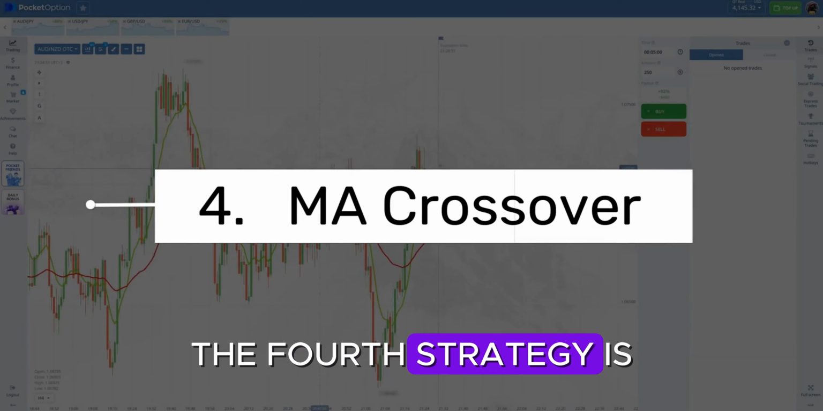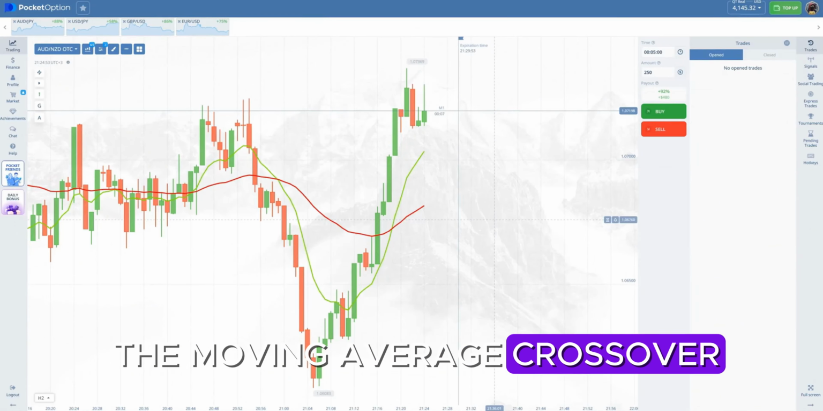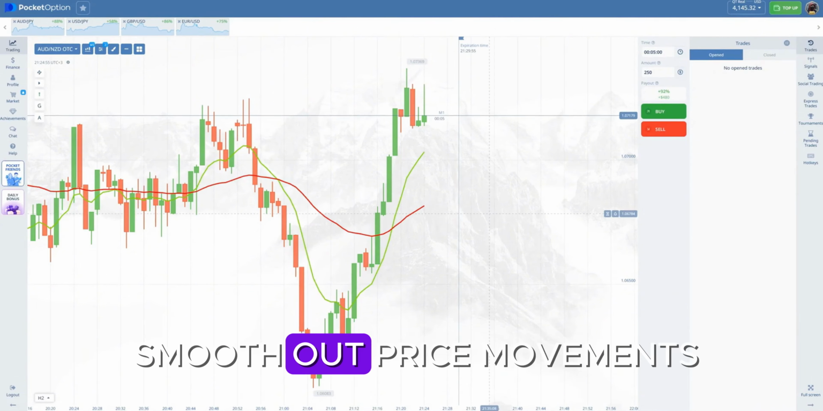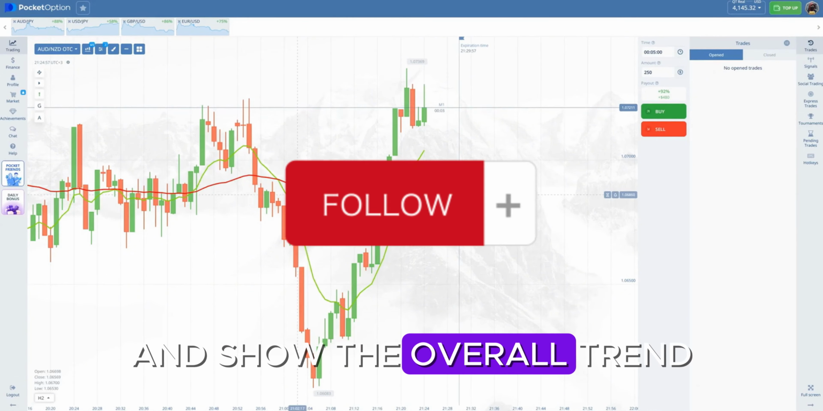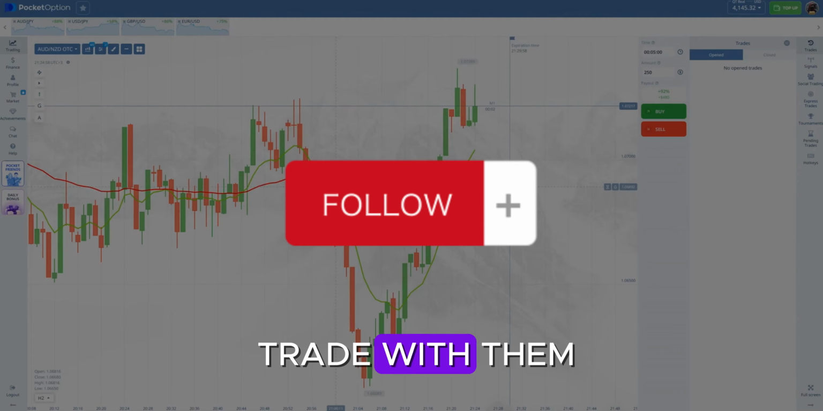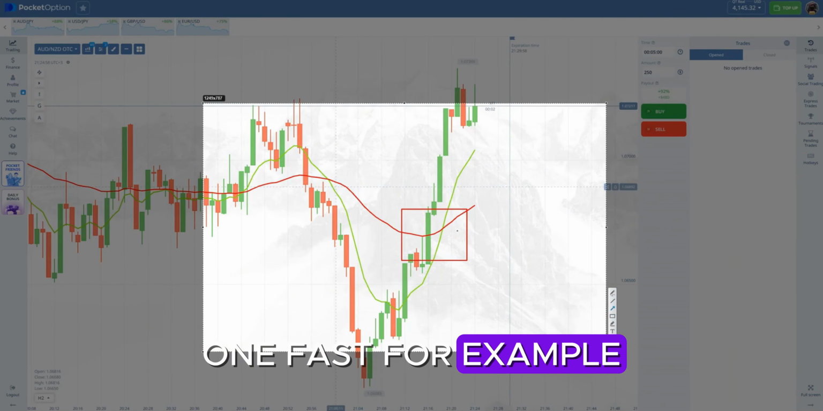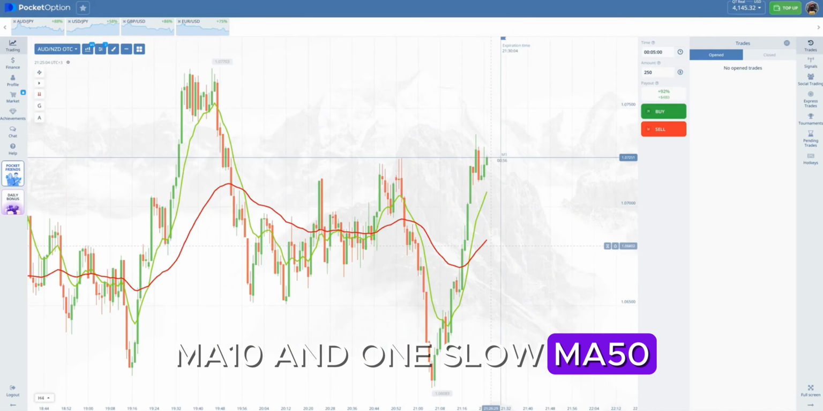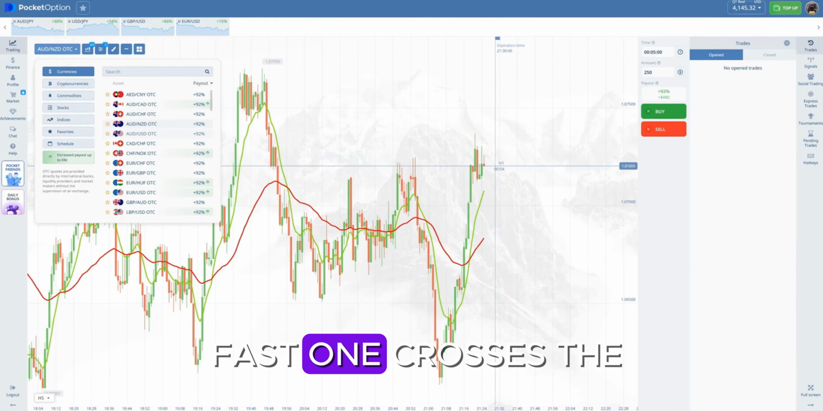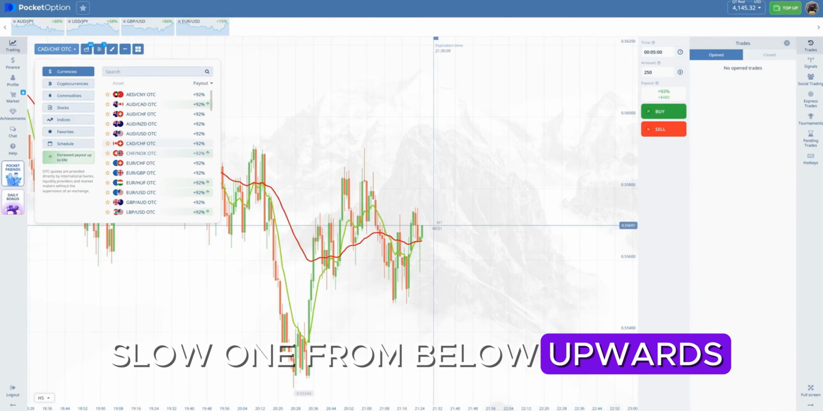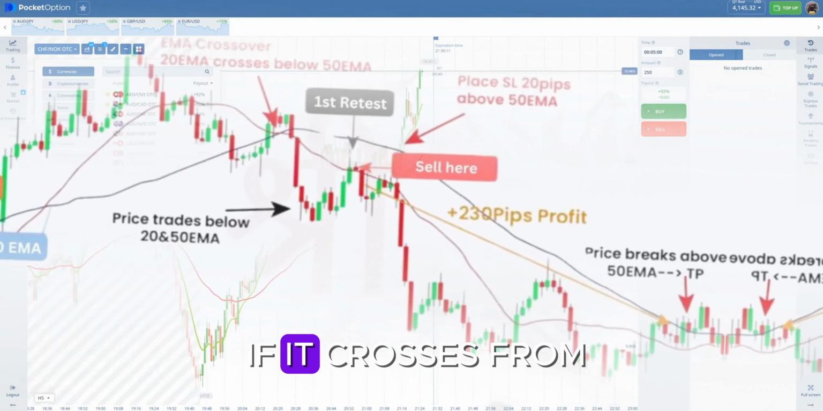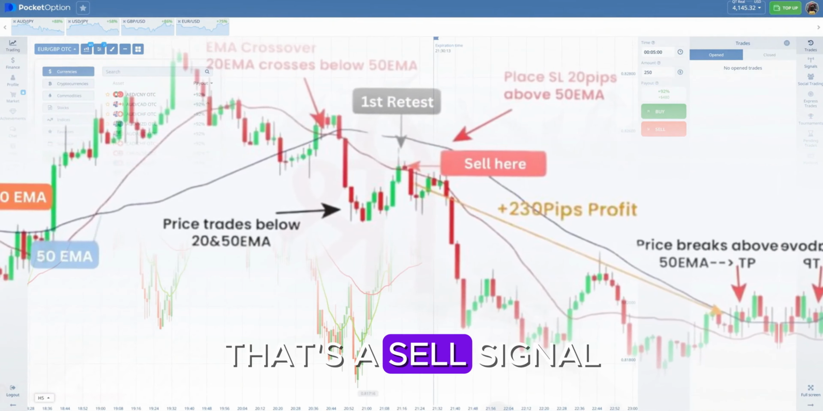The fourth strategy is the moving average crossover. These are indicators that smooth out price movements and show the overall trend. So how do you trade with them? Place 2 moving averages on the chart, one fast, for example MA10, and one slow, MA50. As soon as the fast one crosses the slow one from below upwards, that's a buy signal. If it crosses from above downwards, that's a sell signal.